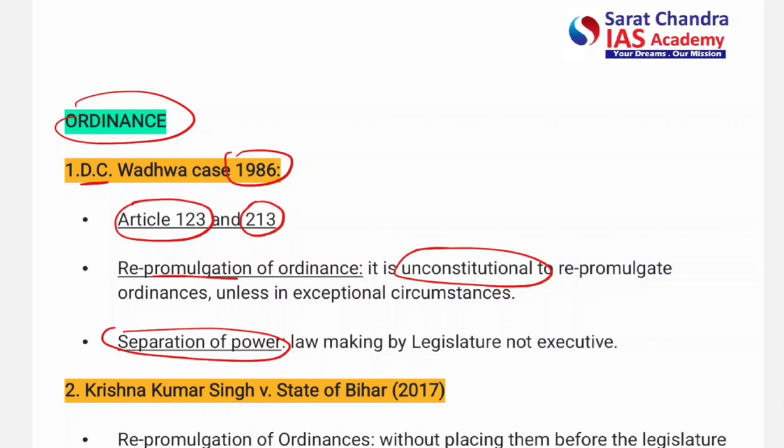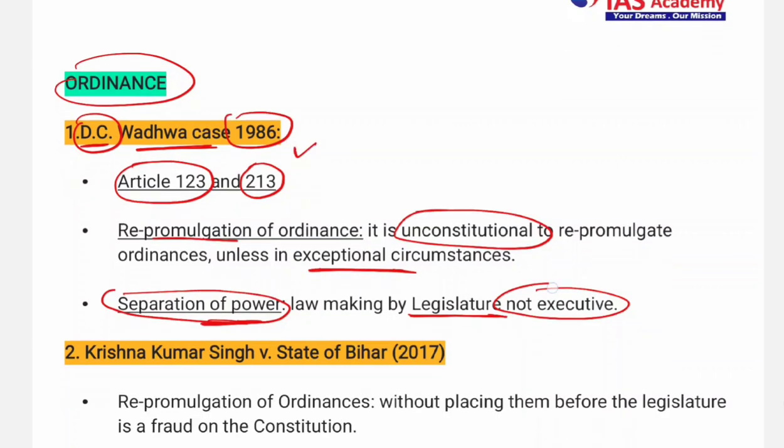Under the separation of power, lawmaking power should be under the legislature. Since through an ordinance the executive makes the law, it violates the separation of power. Hence the ordinance should only be promulgated in exceptional circumstances, not in ordinary circumstances to bypass the legislature. So this was the DC Wadhwa case related to separation of power and ordinance.